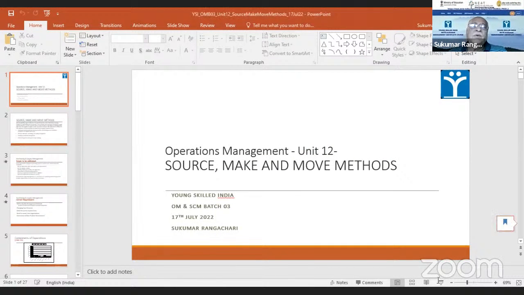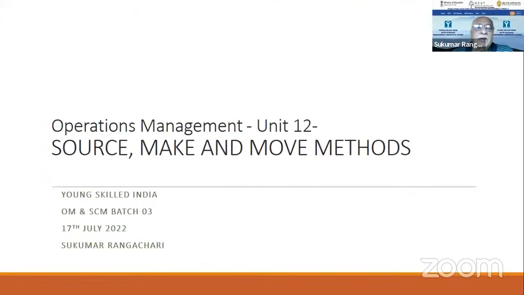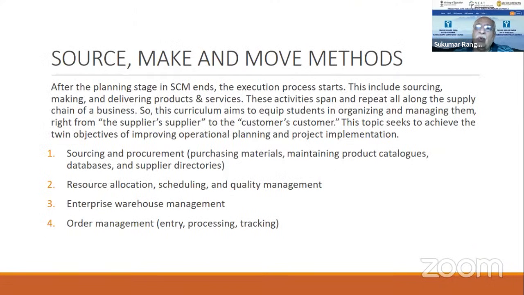So this is unit 12 of operations management elective of batch 3. This is on source, make, and move methods. We will be covering mainly 4 topics today. Sourcing and procurement, where sourcing includes purchasing materials, maintaining product catalogs, databases, and supplier directories, and resource allocation, scheduling, and quality management, enterprise warehouse management, and order management, entry, processing, and tracking of order management.